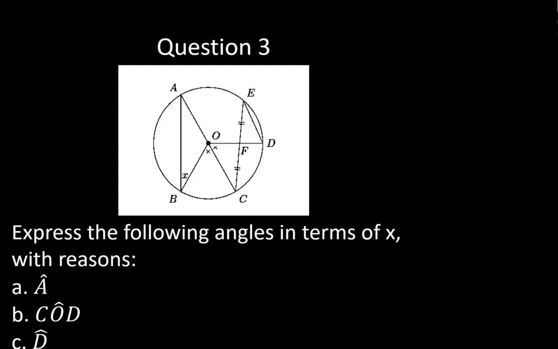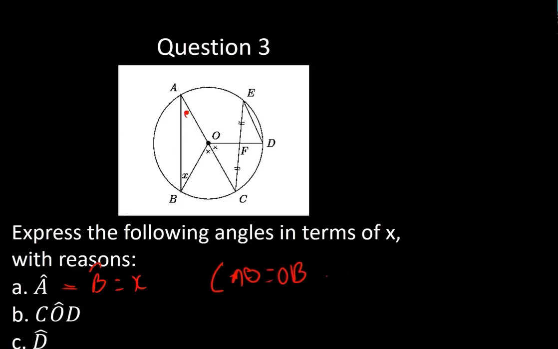Let's find angle A. This is the one that we want here. We've already done it. Angle A is equal to angle B is equal to X. And the reason for that is AO equals OB, radii, and angles opposite equal sides.